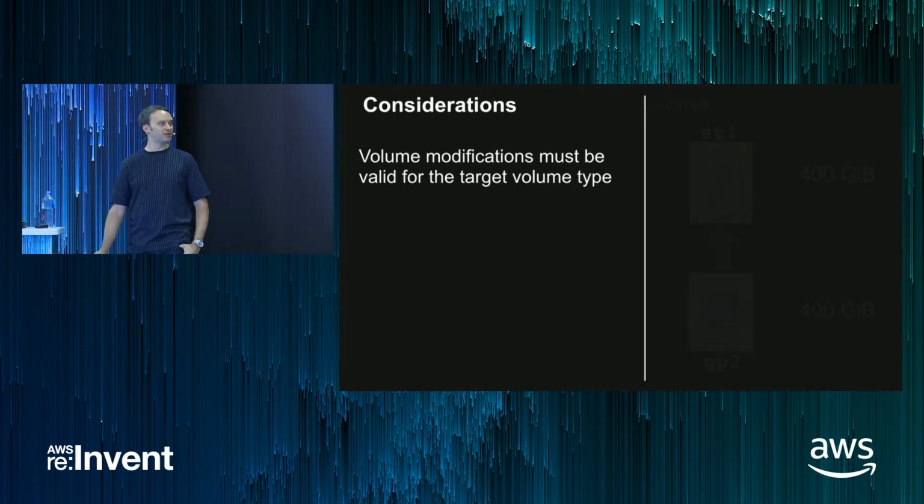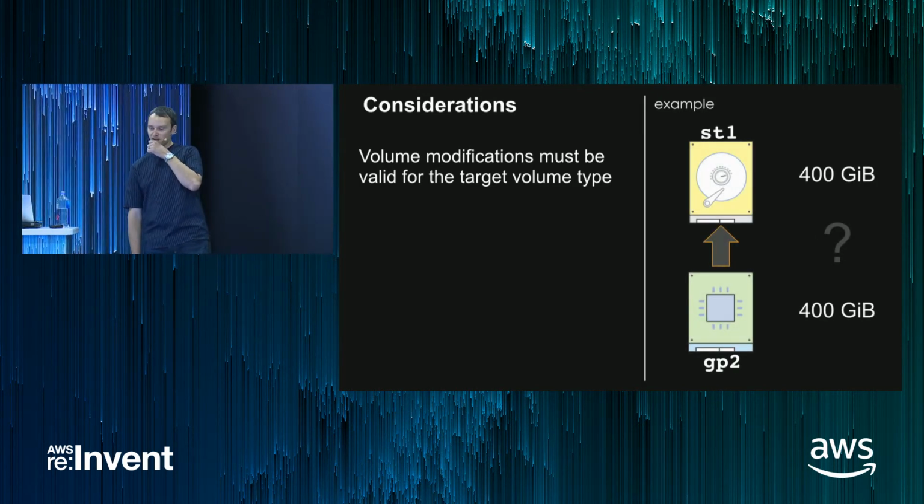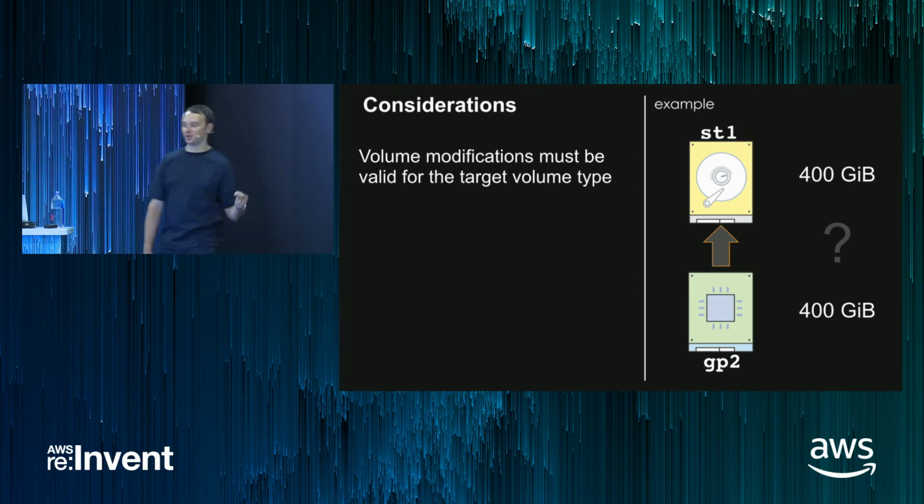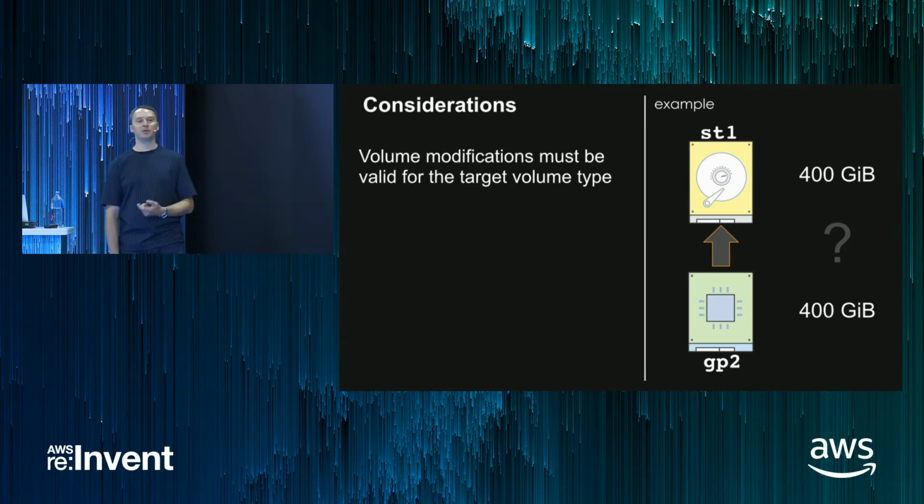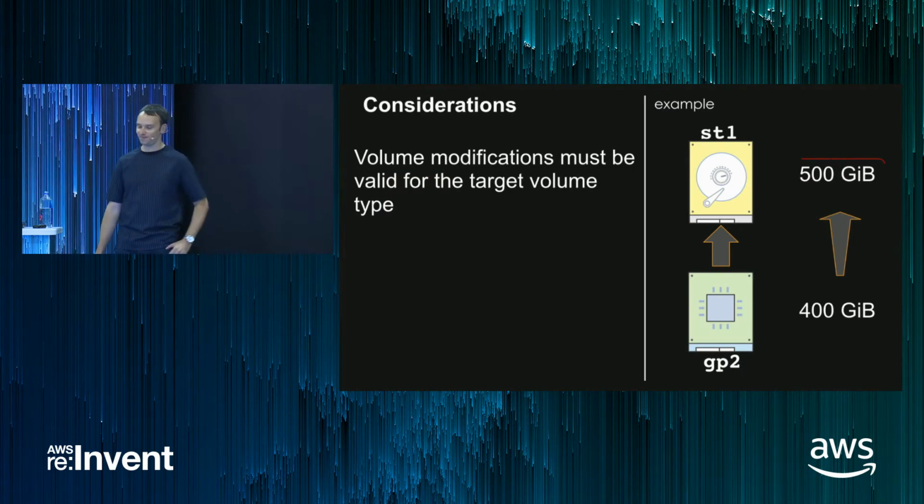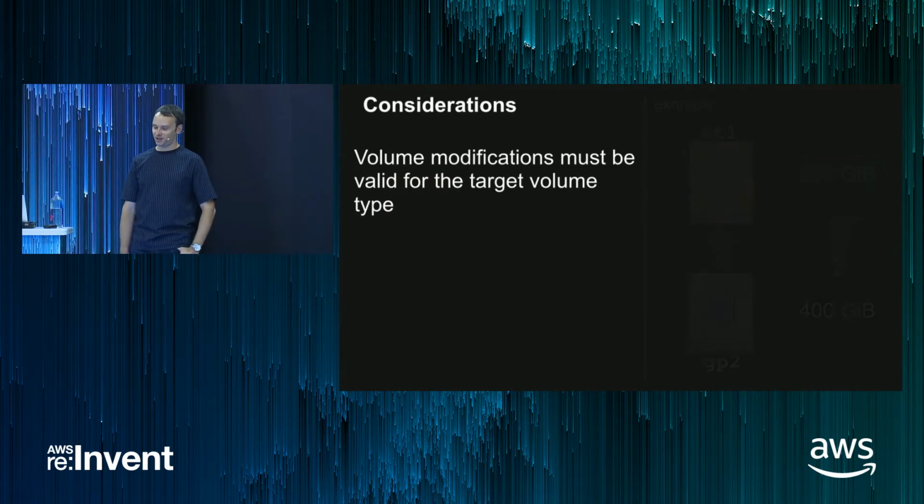So some considerations. The volume modification must be valid for the target type. So what that means is, in the ST1 case for the HDD-backed volumes, the minimum volume size is 500 gigs. So if you wanted to go from a 400 gig GP2 to a 400 gig ST1 volume, that's not going to work. So all you do is just change the target volume to be 500 gigs, and you're good. And once you change that, it's good to go.